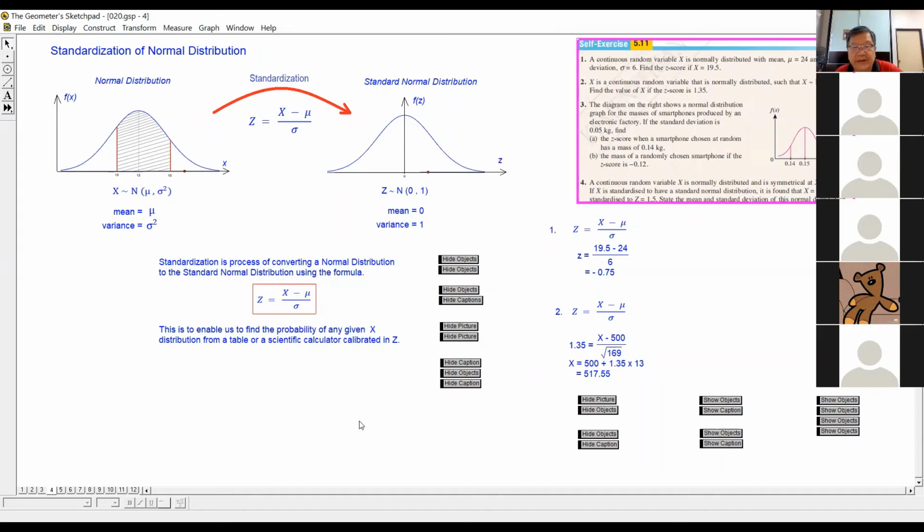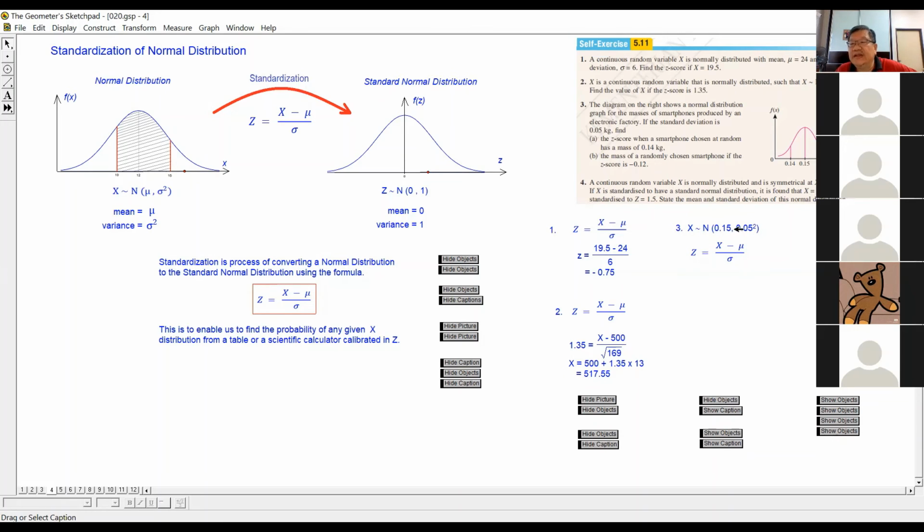So another question. The diagram shows a normal distribution. Now this is the x, not the z. Z is always zero. The center line is zero. That is z, but this one is the x. The center line is 0.15. They say the standard deviation is 0.05, so no need to square root. You can use this number straight away. Find the Z score when a smartphone has mass 0.14.